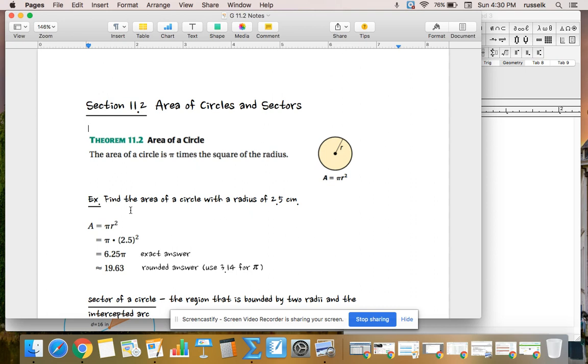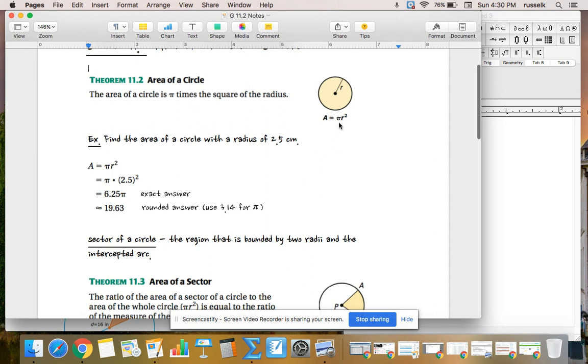Today we are covering section 11.2, finding the area of circles, which we've done before, and the main focus of this section is finding the area of sectors. So to find the area of a circle, we can just take pi times the radius squared. Like I said, we've covered that section before, but just as a refresher there.